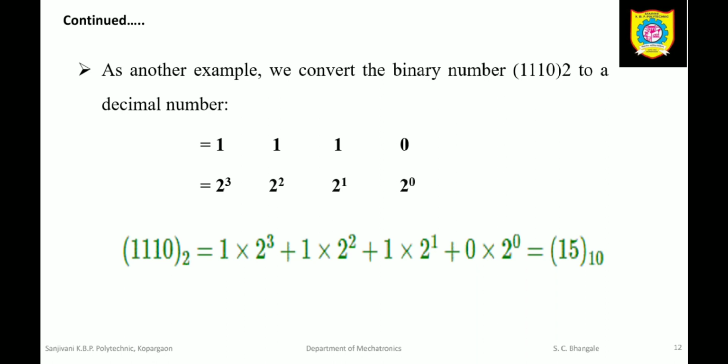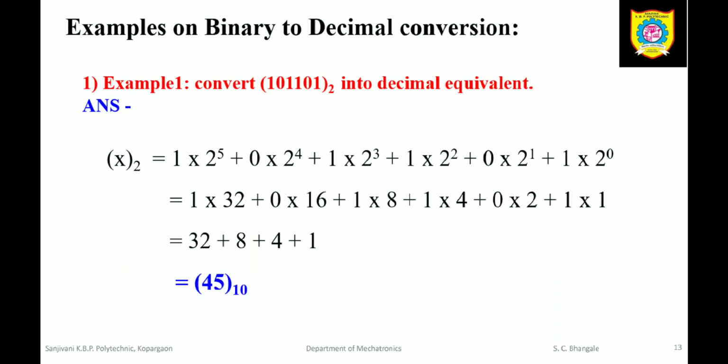What is the given binary number? The given binary number is 1110. And the equivalent decimal number of this 1110 binary number is 15 to the base 10. Now we will discuss more examples to convert the given binary number into a decimal number.